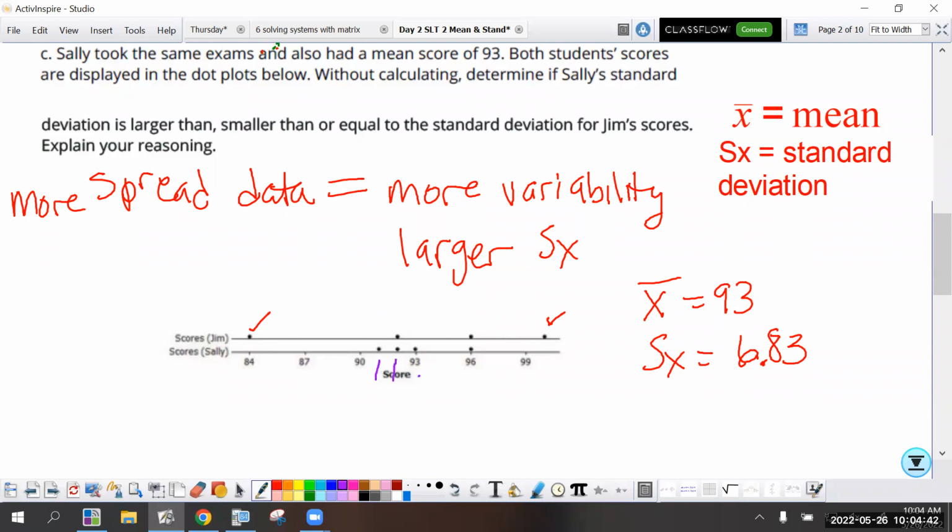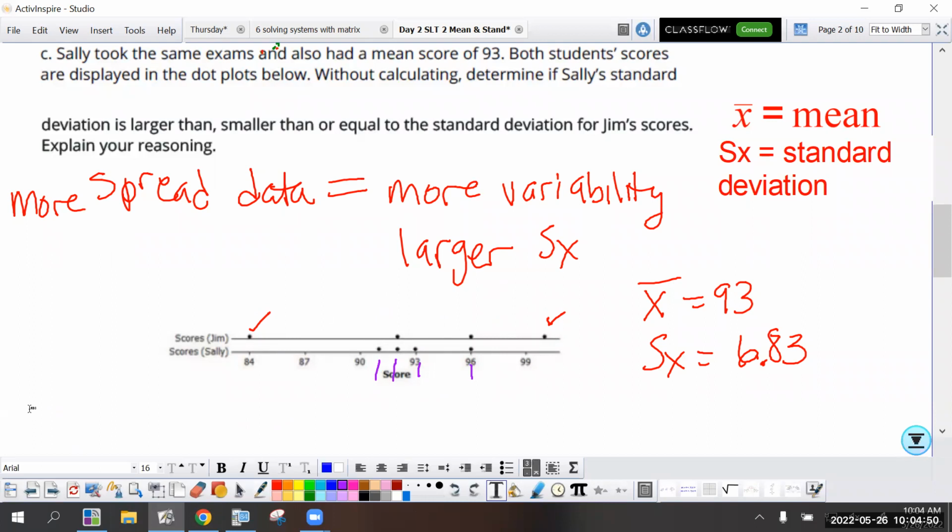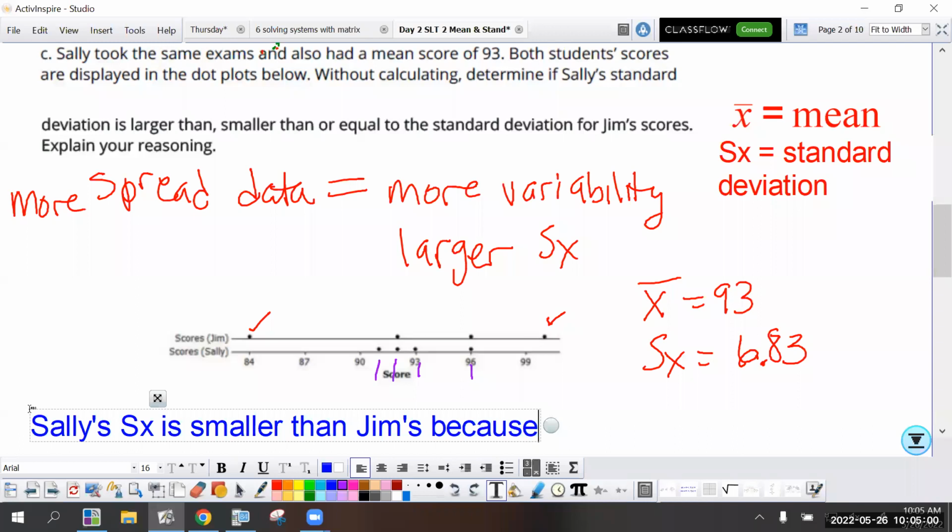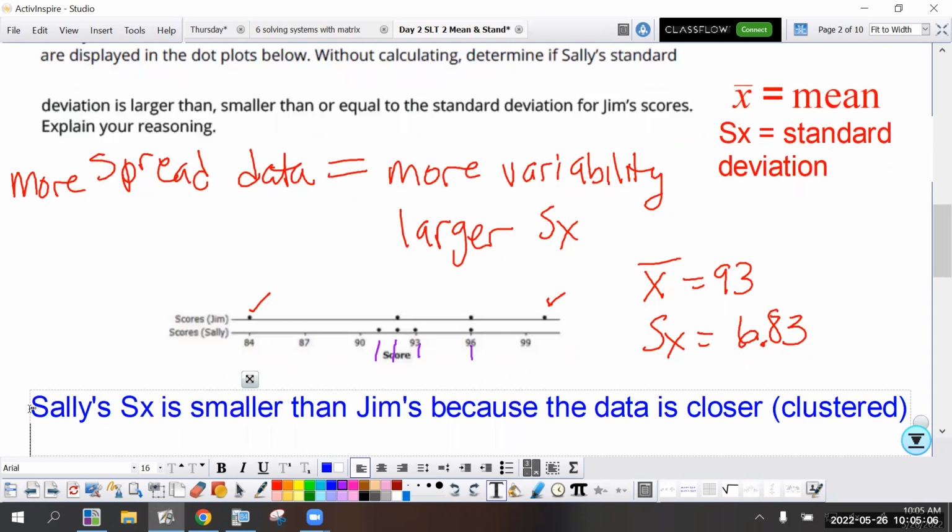Here's 1, 2, 3, 4. They're much closer together. So we can say, and it's hard to write with this tablet, so I'm going to type, Sally's standard deviation is smaller than Jim's because the data is closer, clustered near the average of 93.